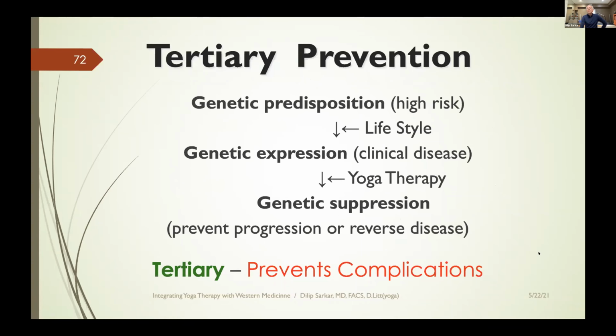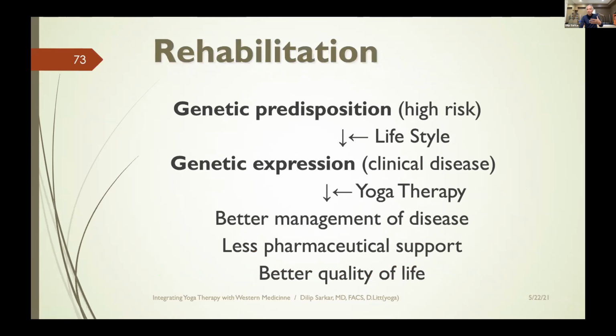Tertiary prevention means that it prevents the complications. Like for diabetes, we have diabetic retinopathy, diabetic nephropathy, all the diabetic complications. That's why we incorporate yoga therapy in Western medicine. It's a powerful rehabilitation. It's a better management of the disease, less pharmaceutical support, better quality of life. Can't be anything better than this.